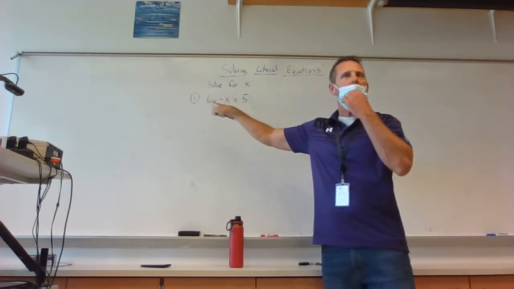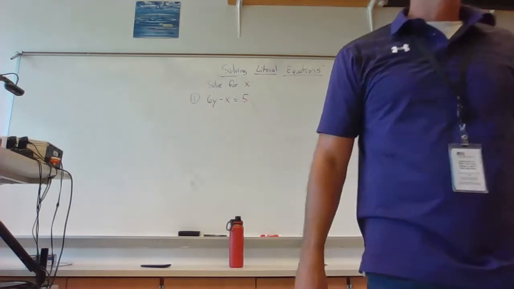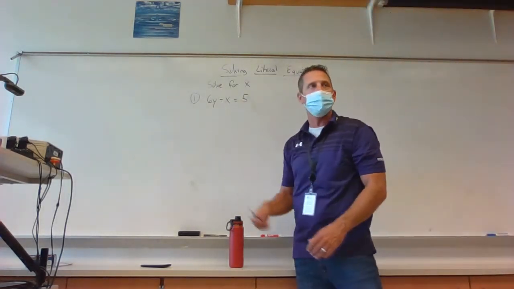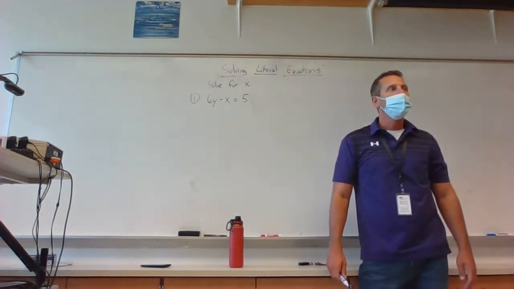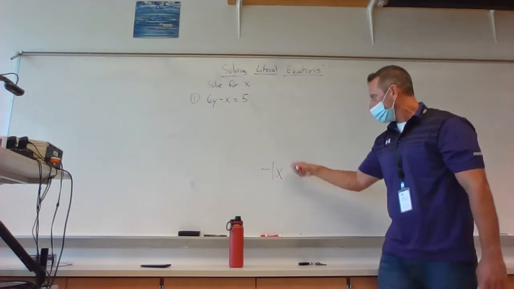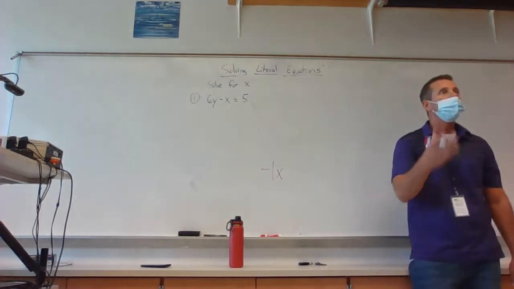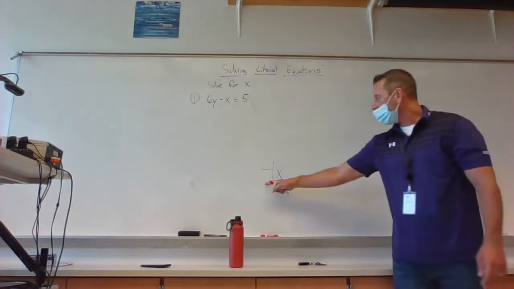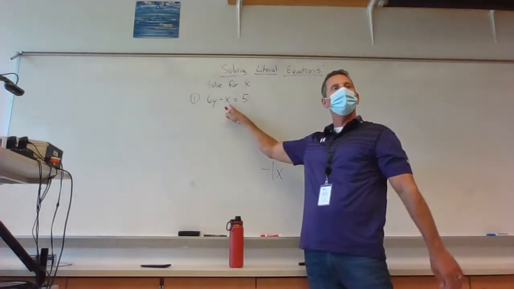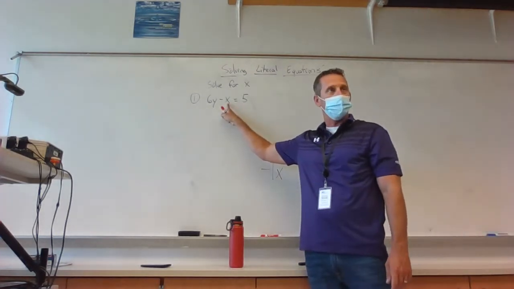What number's in front of the x? 1? No, -1. What are we doing with that -1 and the x? Subtracting or adding? If I write this, what's going on right there? Multiplication. -1x is -1 times x. So we need to undo that multiplication.